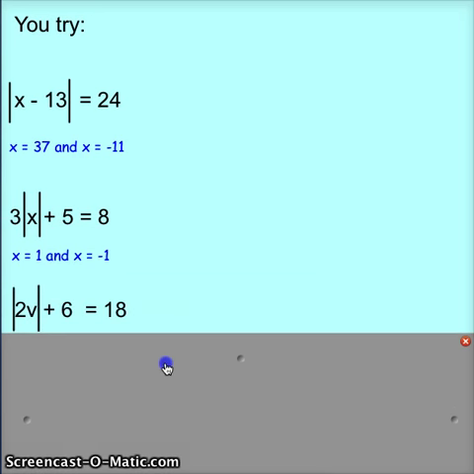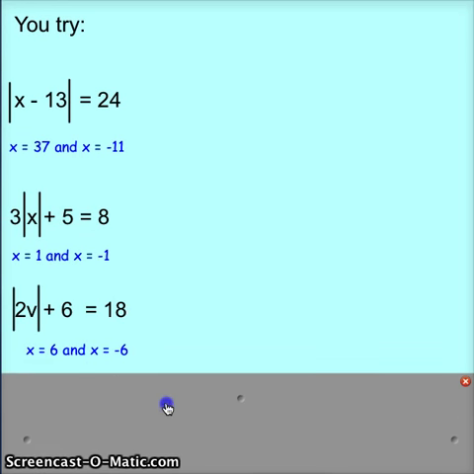Number 3, the absolute value of 2v plus 6 equals 18. Subtract 6 on both sides. Pause the video here. You get the absolute value of 2v equals 12. Since it was positive, you broke this up into two different solutions. 2v equals 12 and 2v equals negative 12, leaving you with solutions 6 and negative 6.